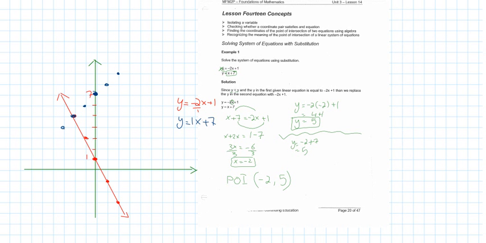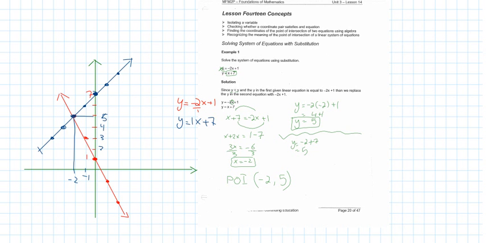Do you see my point of intersection? Where is it at? Negative 2, 5. Right? So graphing it proved to me also that my answer is right.